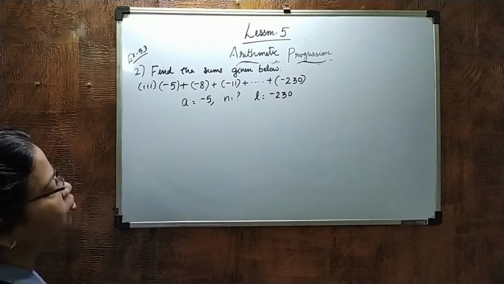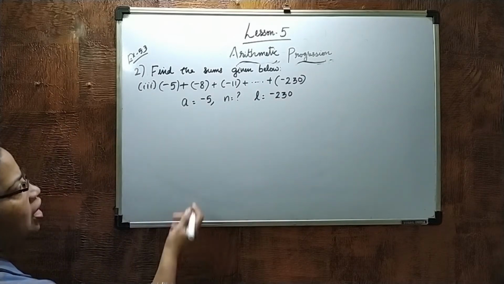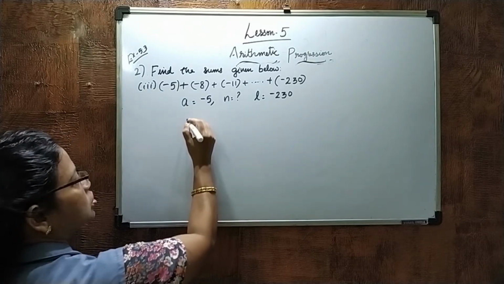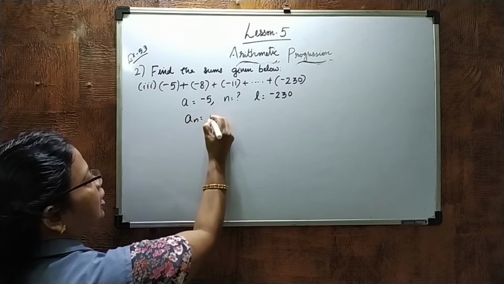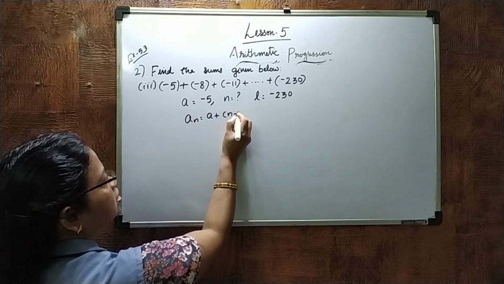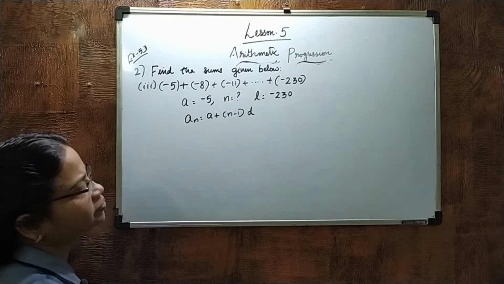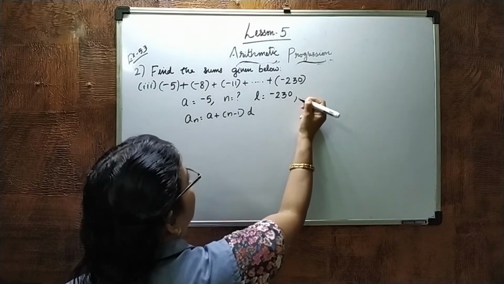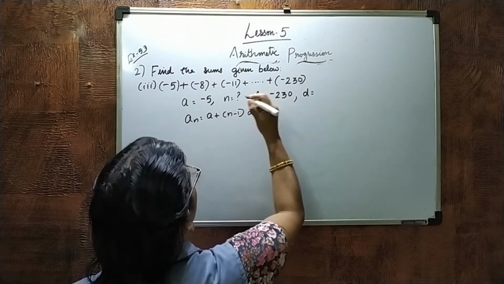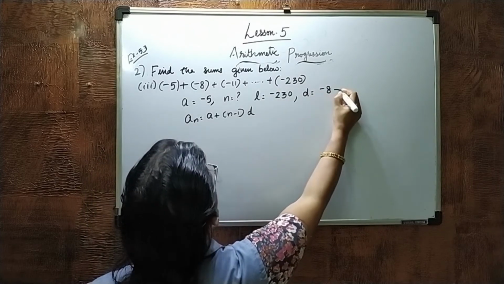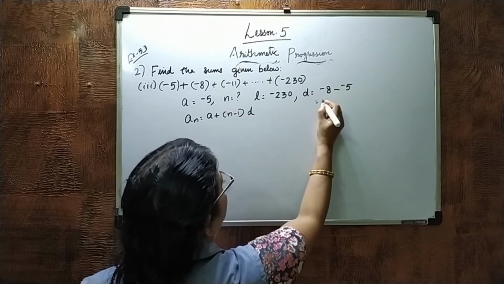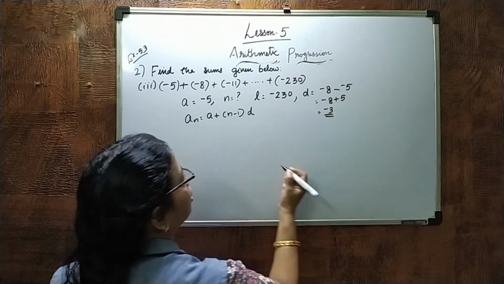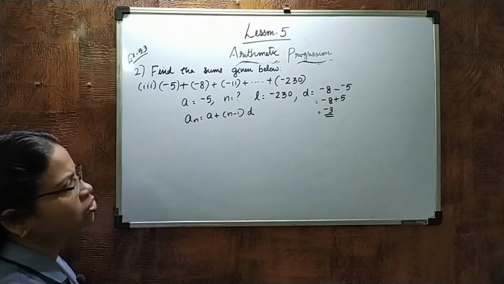Okay. Now you have to apply. How will you apply? n you want to find out. How will you find out n? Using an equals a plus n minus 1 into d. There we need d, so again you have to find out what d is. d equals negative 8 minus negative 5. That means negative 8 plus 5, you will get the answer negative 3. So here we want d also, that's why.